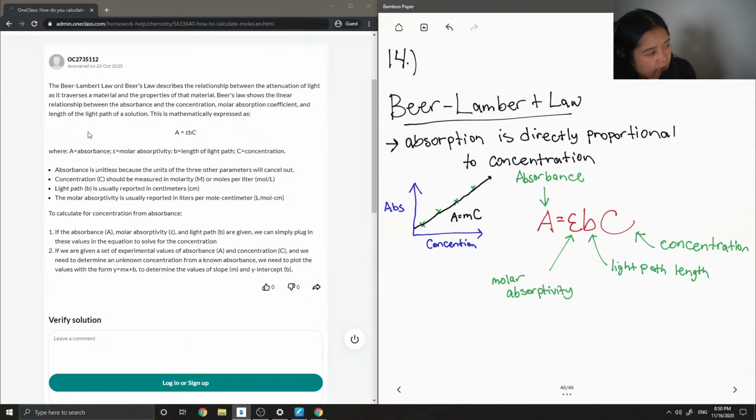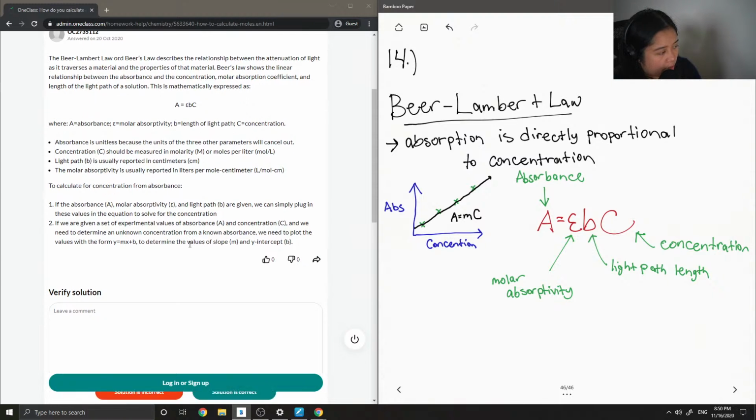Light path is usually reported in centimeters, and the molar absorptivity is usually reported in liters per mole times centimeters. To calculate for concentration from absorbance, one, if the absorbance, molar absorptivity, and light path are given, we can simply plug in these values in the equation to solve for the concentration.